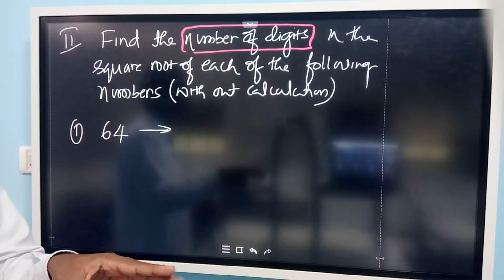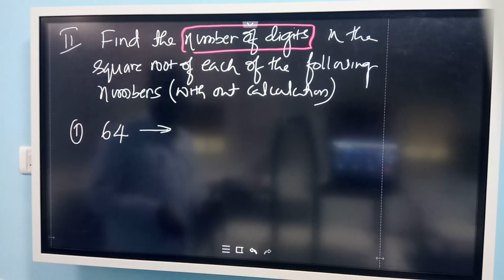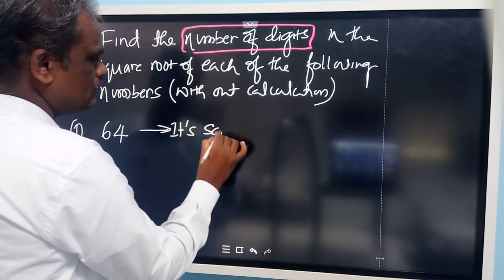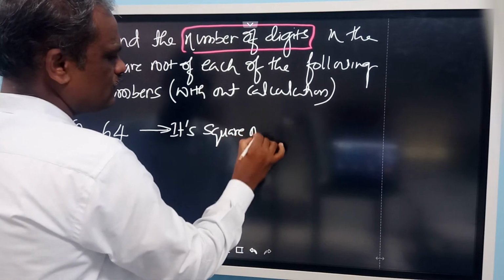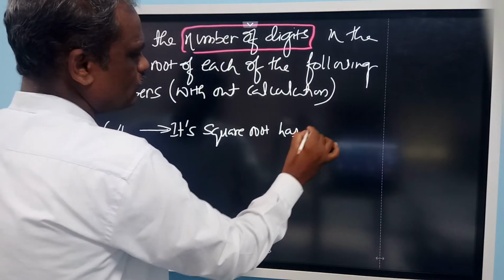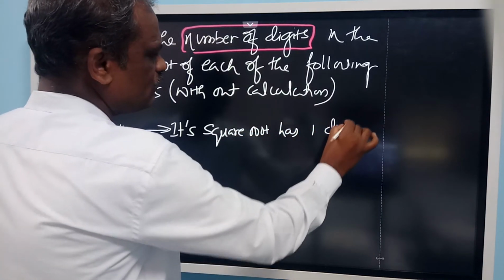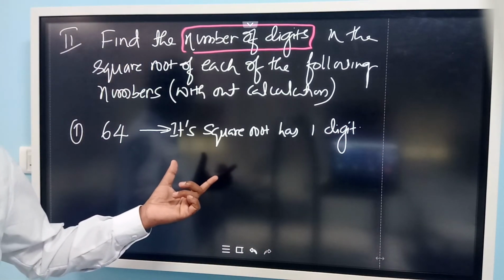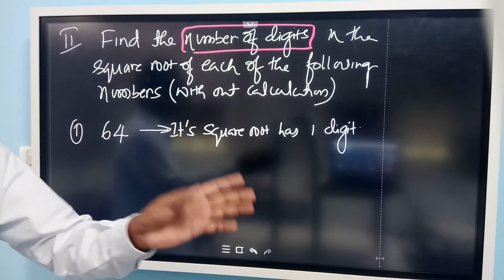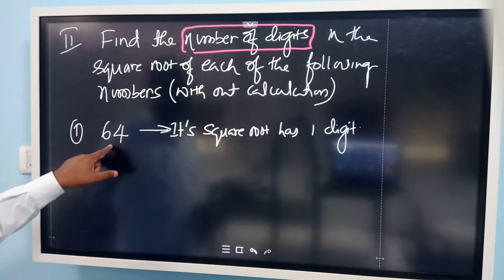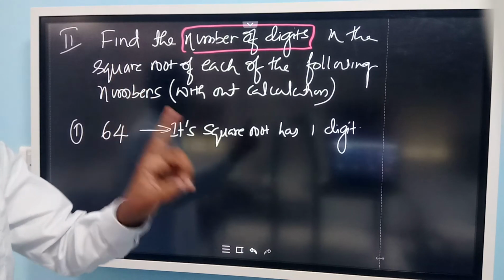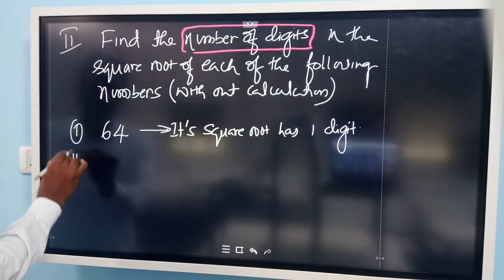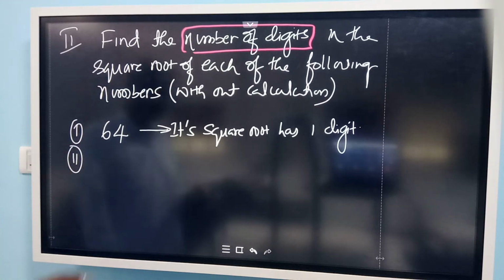So its square root will be half of that one. Its square root has 1 digit. So without calculation we are telling: if a number contains an even number of digits, then its square root will have half as many digits. So there are 2 digits, square root will be half of that. So half of 2 means it is 1. Second question. So here 144.